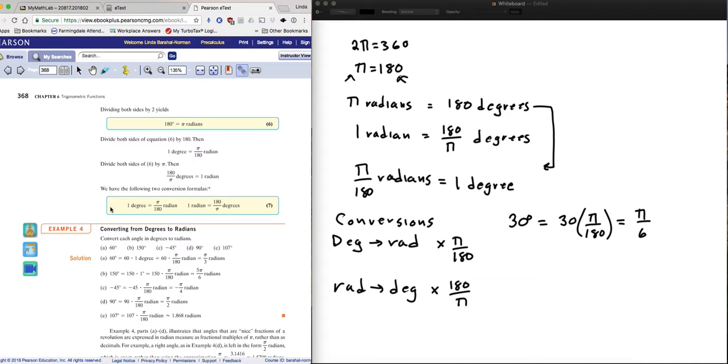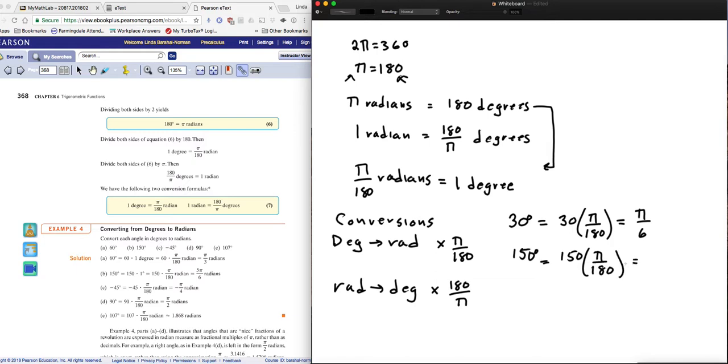Here's the conversion factor on page 368. So you can take a look at that. Now, if I want to do some conversions, take a look. They've got some angles there. 150 degrees in radians is going to be 150 times pi over 180. And again, reduce the fraction. You don't want to turn this into a decimal. You want to reduce the fraction. So that's going to be 5 pi over 6.